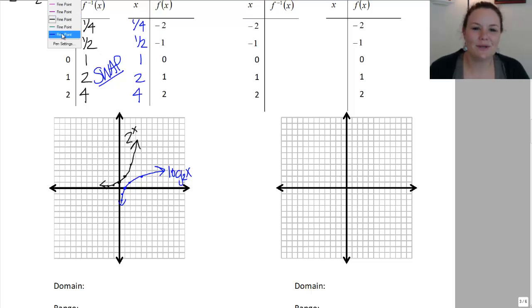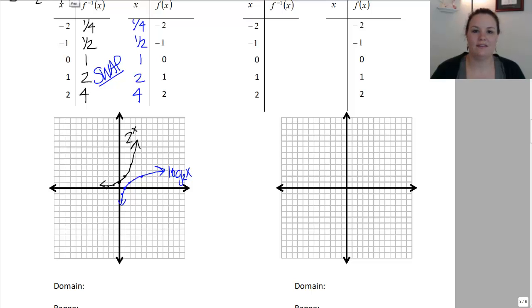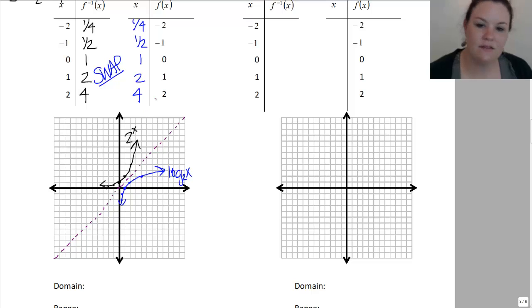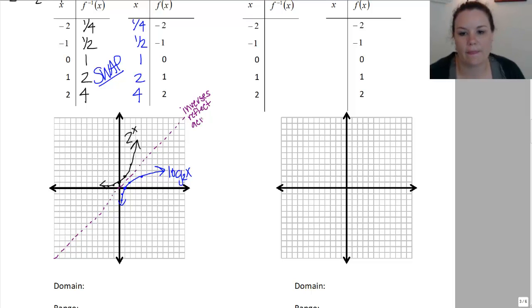Okay, one thing I do want to point out is notice anytime you have an exponential and its inverse, so an exponential and a log, they should always be reflected across the y equals x line. So notice this is the identity line, right? So I'm just going to say inverses reflect across the line y equals x.